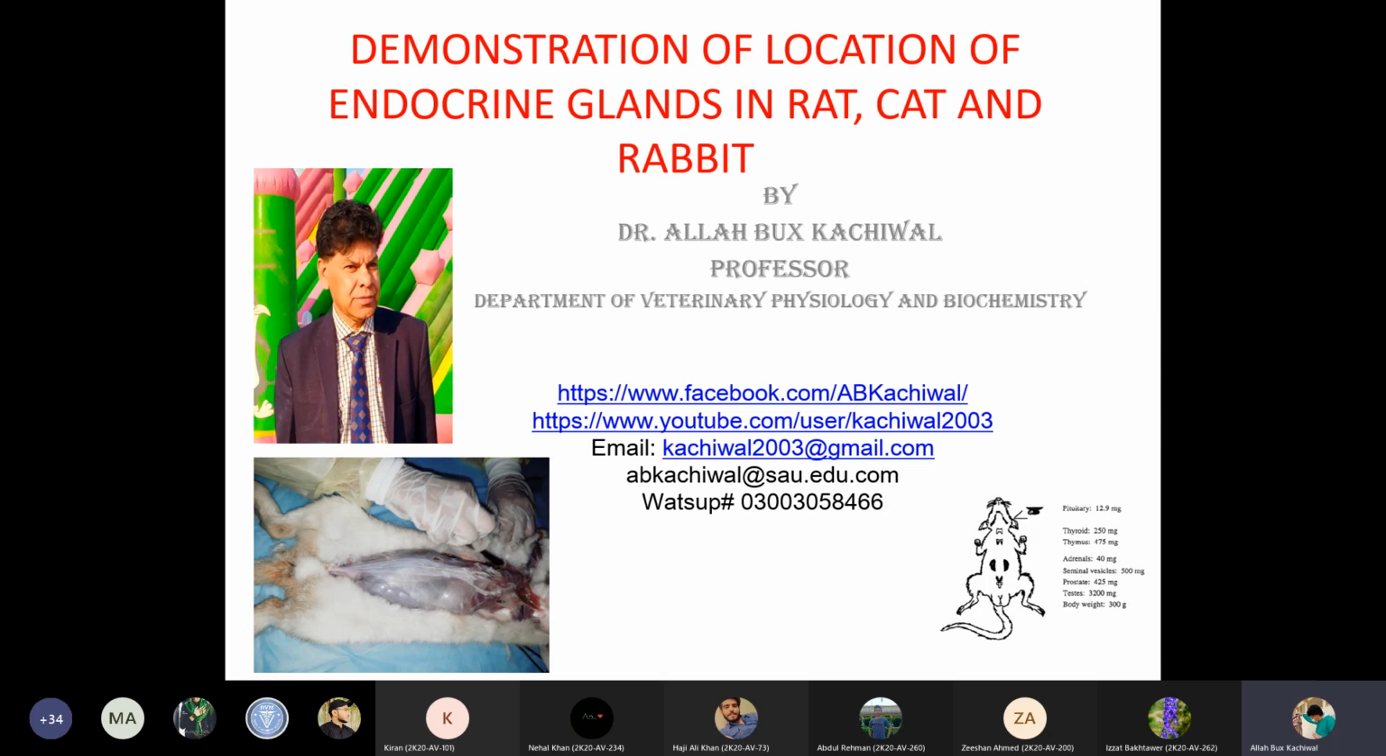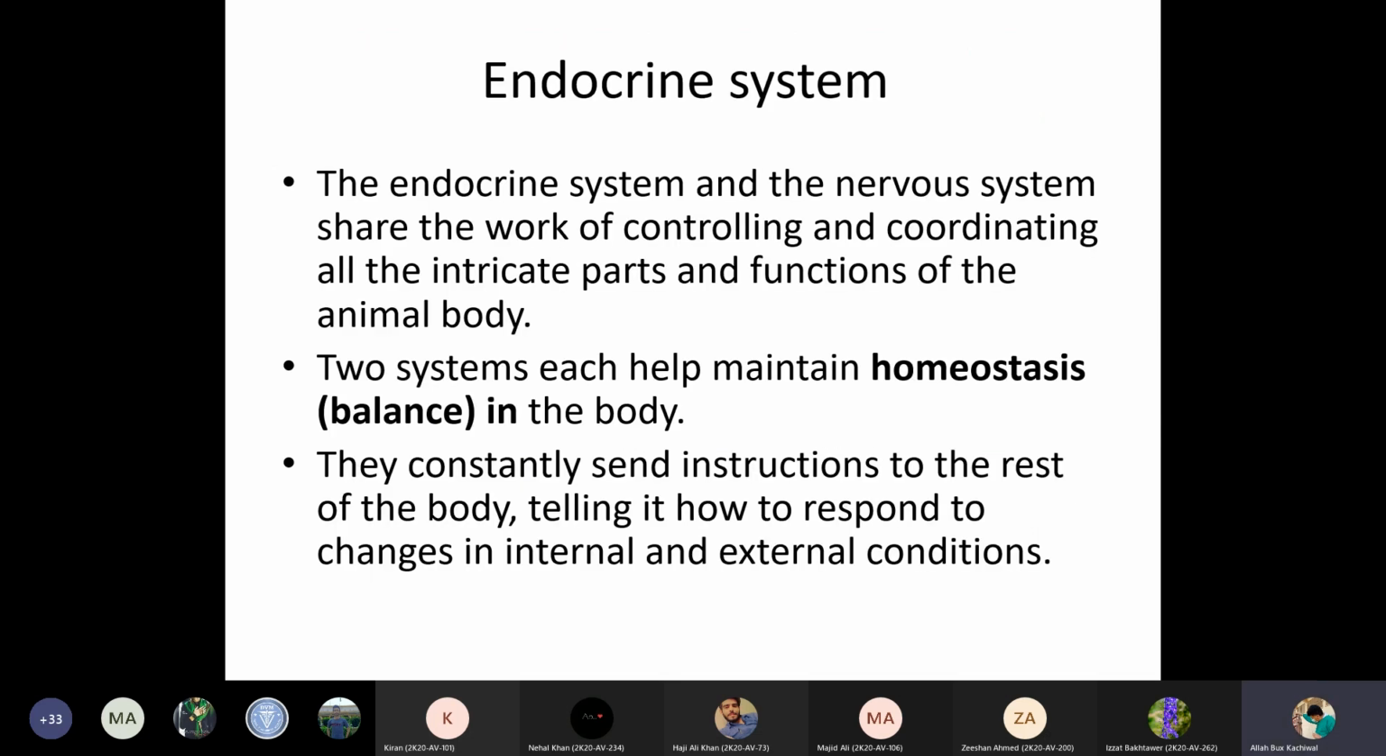We will locate the endocrine glands. The demonstration for the endocrine glands in the slaughterhouse will be given to you on a buffalo, cow, sheep, or a goat. But at this moment in the laboratory, we will perform this on the rat, cat, and rabbit. As you know, the endocrine system and nervous system share the work of controlling and coordinating all the intricate parts and functions of the animal body.